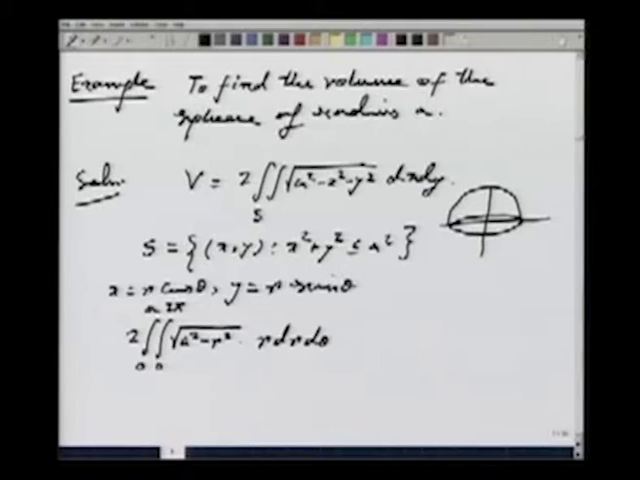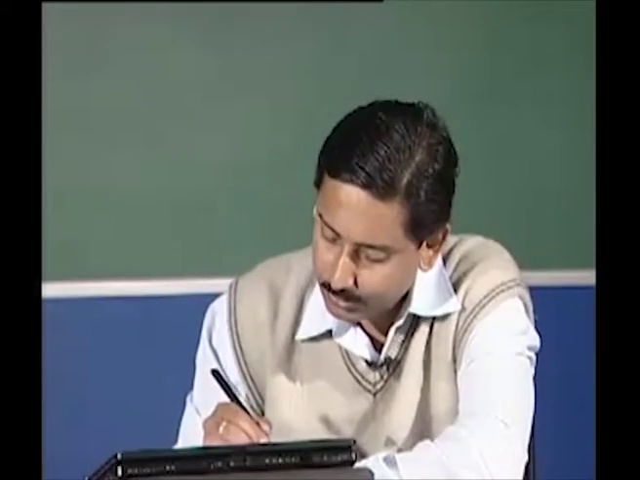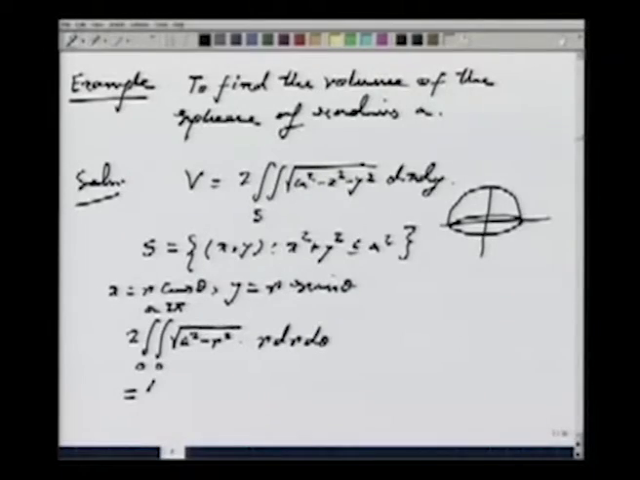Now since there is no theta involved in the integral, it is only the integral in terms of r, the theta integral I can calculate by Fubini's theorem. So it is 4 pi times the integral from 0 to a of square root of a square minus r square into r dr. Okay. Now this integral can be easily calculated.